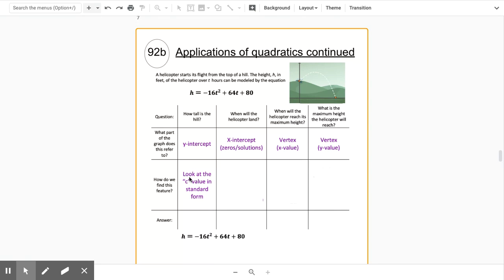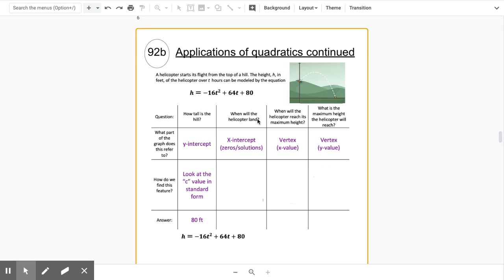We need to look at the c value in the standard form of our equation. Right now, our equation is in standard form. We know that because it's the same thing as expanded form. If my equation had been in factored form, I would have had to expand it out in order to find this c value here. But luckily, it's already expanded out, and I already see my c value, and it's 80. So my answer is going to be 80 feet.